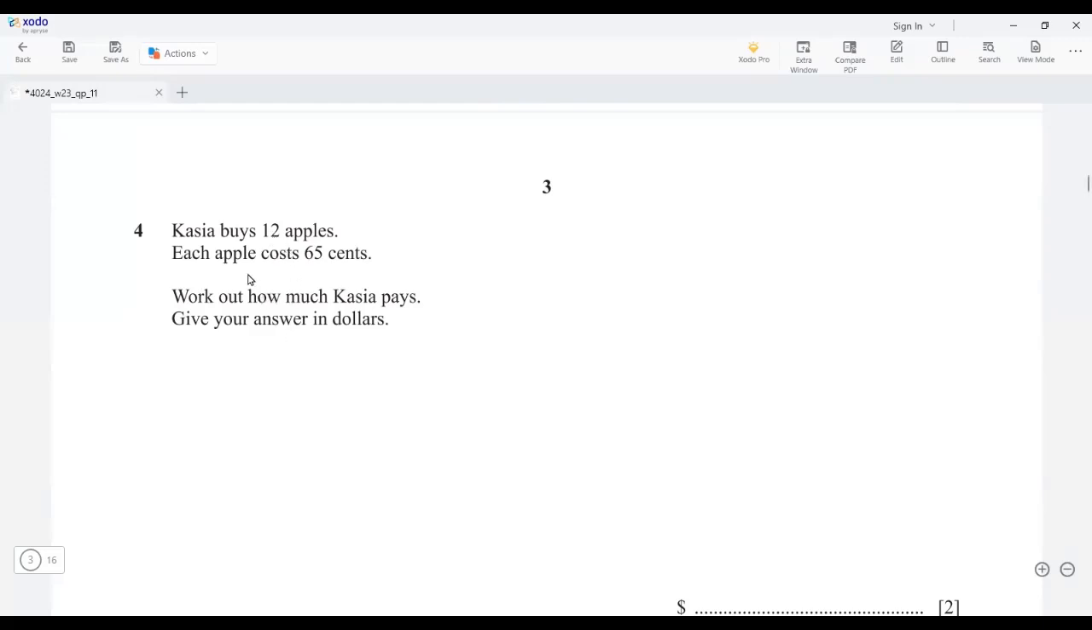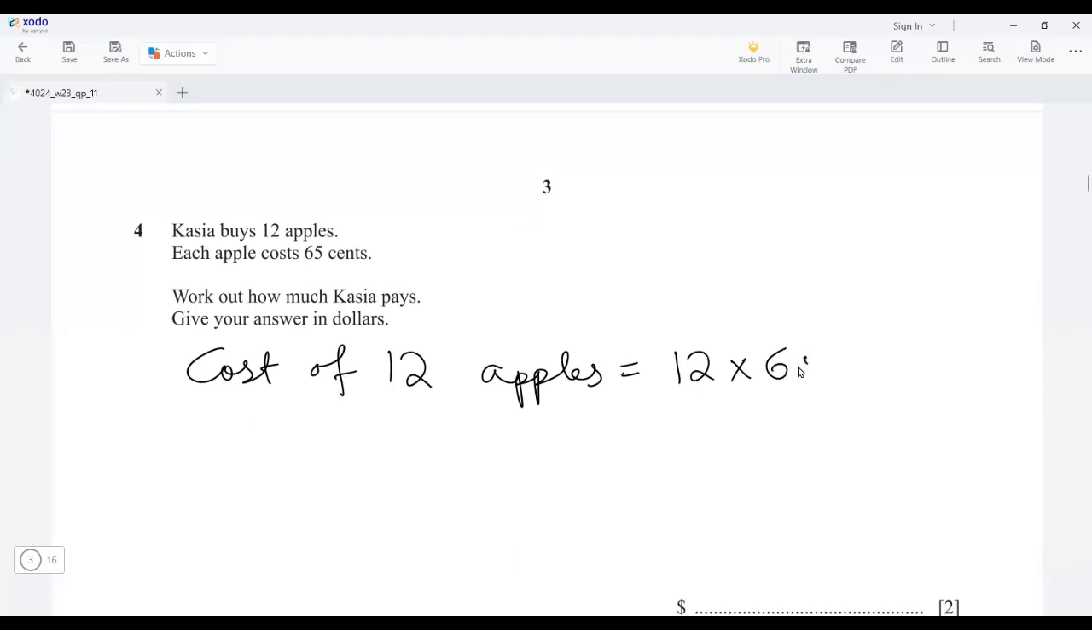So if we know one apple's cost, it means that we have to multiply by 12. That will be the cost of 12 apples. So the cost of 12 apples will be 12 times 65. So it will be 65 times 12.